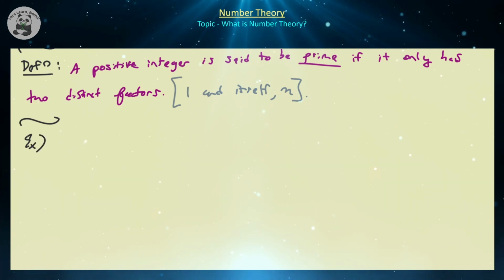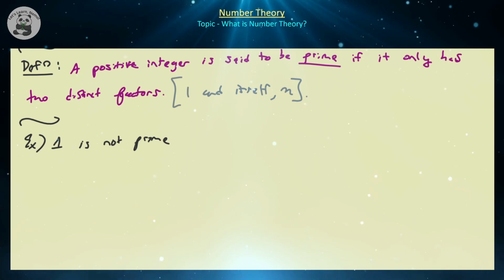So let's look at a couple examples. 1 is not prime. So why is 1 not prime? Well, the first factor of 1 is, of course, 1.